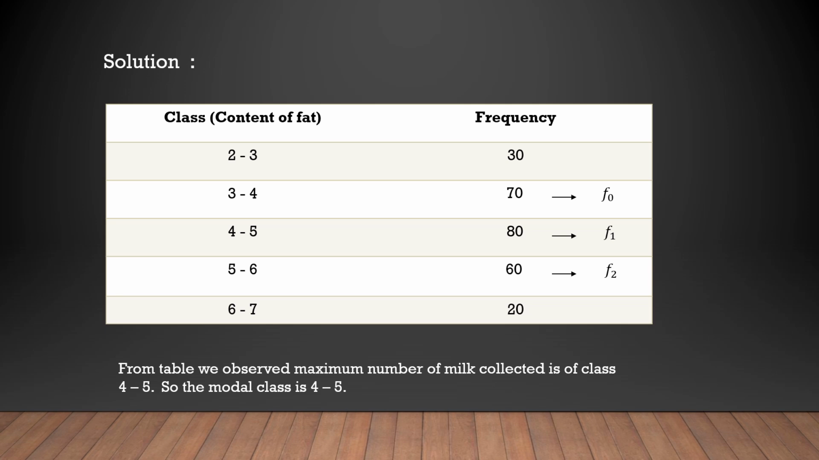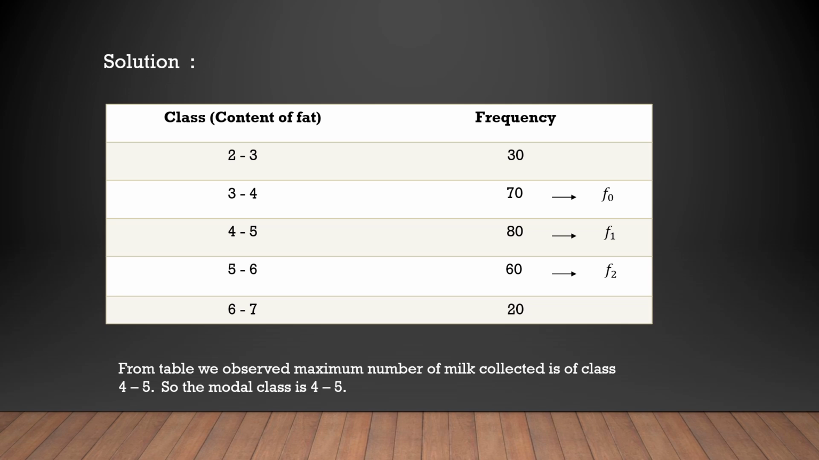So when we observe this table, we find the maximum amount of milk collected is 80 liters. The maximum frequency in this column is 80. 80 is bigger than all the values, so it is the maximum frequency. It belongs to class 4 to 5. So this class 4 to 5 is known as the modal class, and this frequency is called F1.